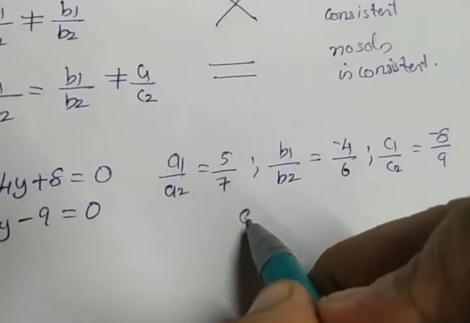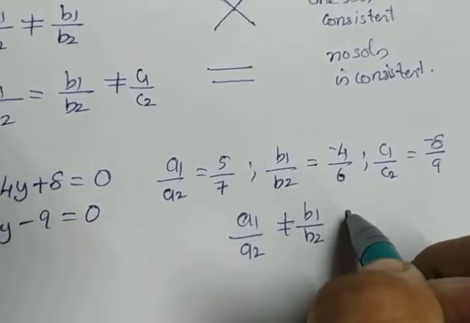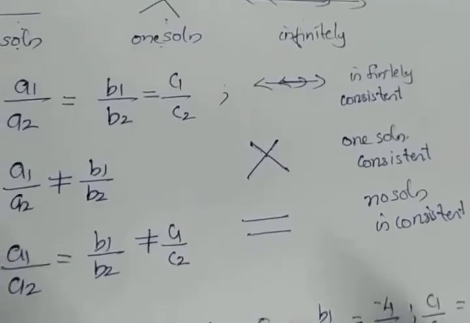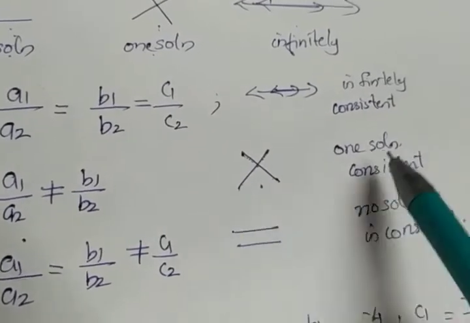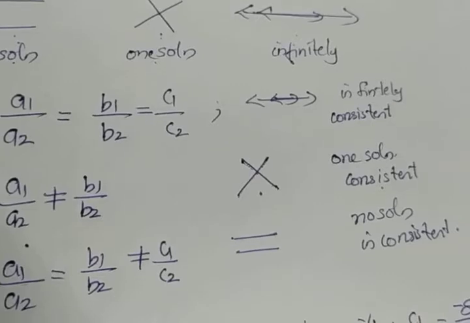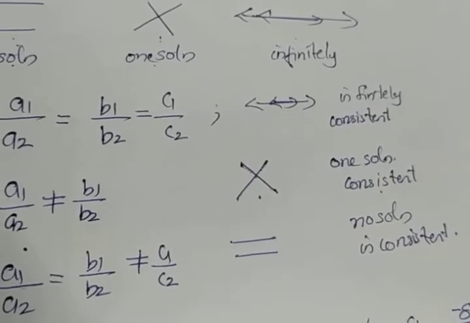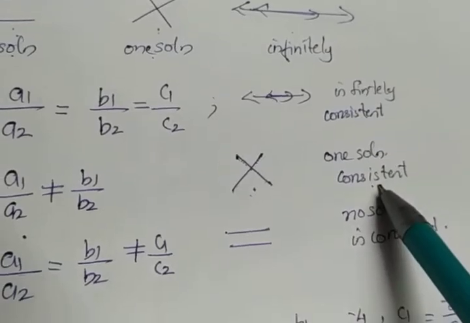What is the condition? a1 by a2 not equal to b1 by b2. So what can we conclude? If a1 by a2 is not equal to b1 by b2, the lines intersect at a point, it has one solution and is consistent. Since a1 by a2 not equal to b1 by b2, we have to conclude that the lines intersect at a point, it has a solution and is consistent.